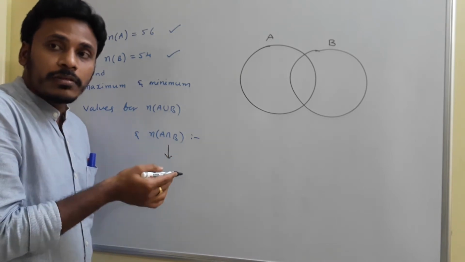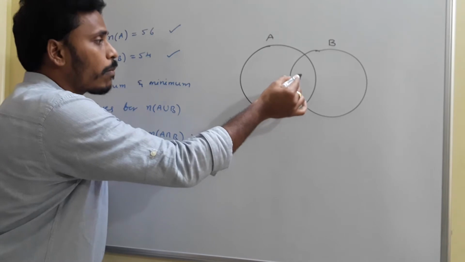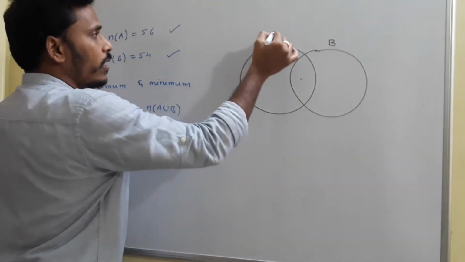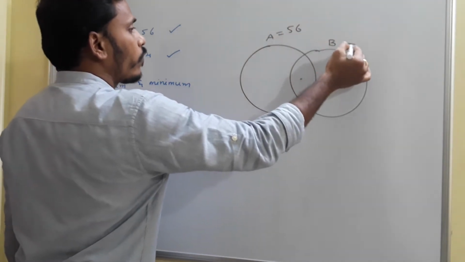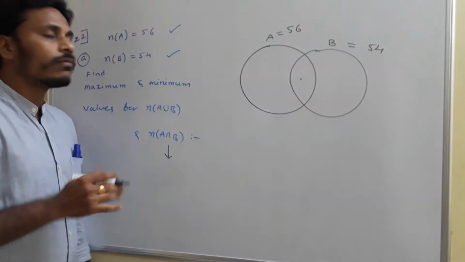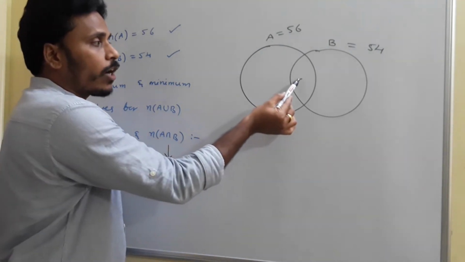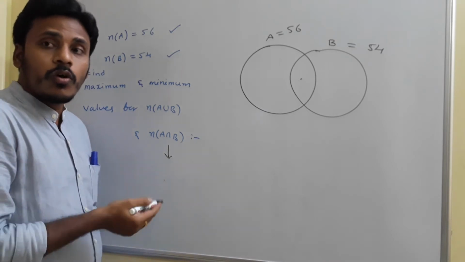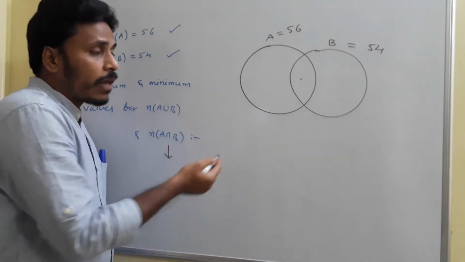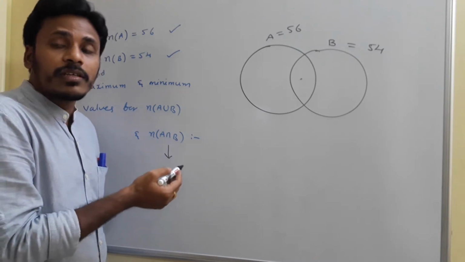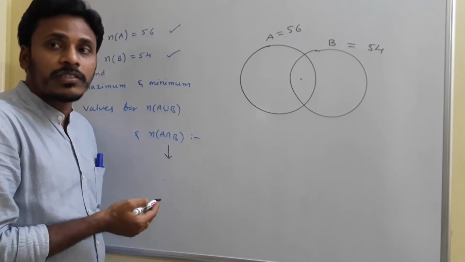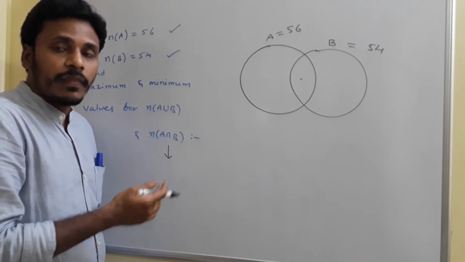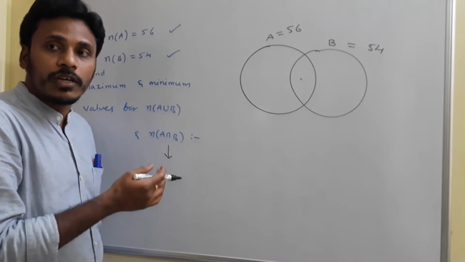Sometimes we need to think about the maximum and minimum possible value for this n of A intersection B. It's very simple actually. A contains 56 and B contains 54 members, and we need to find out the maximum and minimum possible value of A intersection B. Sometimes there are no elements in A intersection B. That is one such possibility. There are no elements in that common region of A and B.